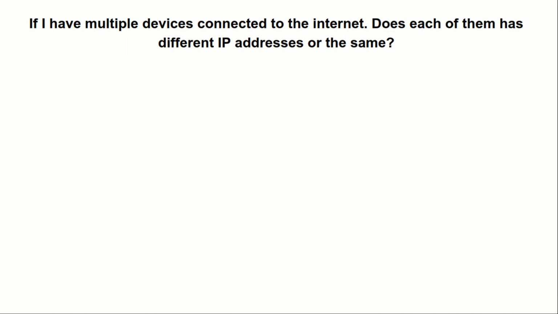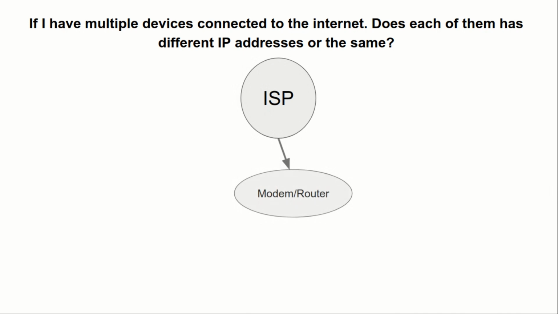Alright, so let's take an ISP. This is basically the internet service provider which will provide you the internet. The ISP is connected to the modem and the router. The modem will work as a bridge between the ISP and all the devices that are connected to this modem. Device 1 is connected, device 2 and device 3. So these three devices are connected to this modem, and the modem is working as a bridge between the ISP and all the devices.